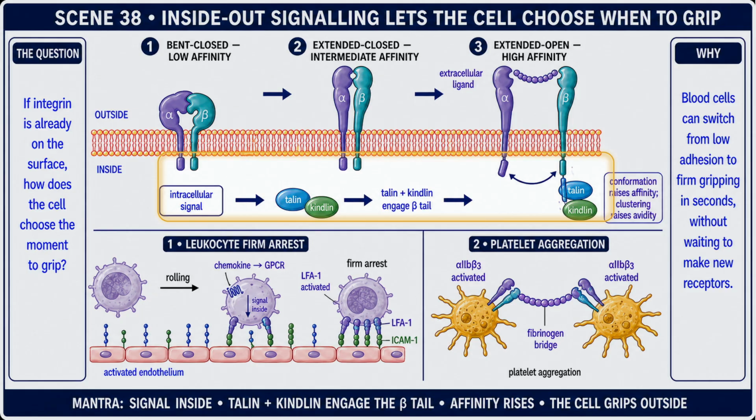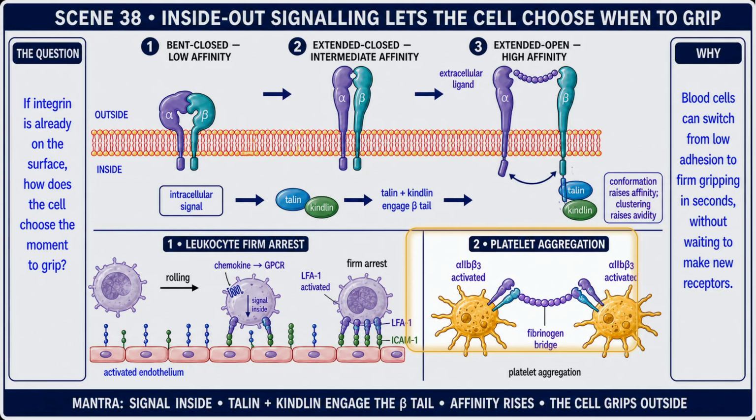Remember the distinction shown here. A conformational change raises the affinity of one receptor, while clustering many receptors raises overall avidity. Leukocytes use this switch during inflammation. A chemokine binds a G protein-coupled receptor on the leukocyte and generates an intracellular signal. LFA1 then enters a high-affinity state and binds ICAM1 on activated endothelium, converting rolling into firm arrest.